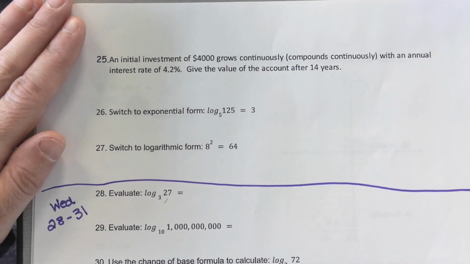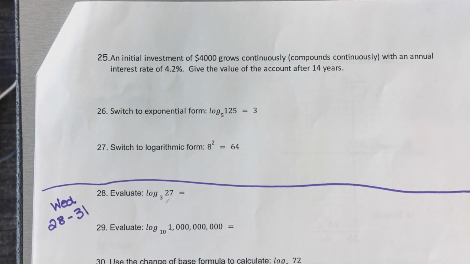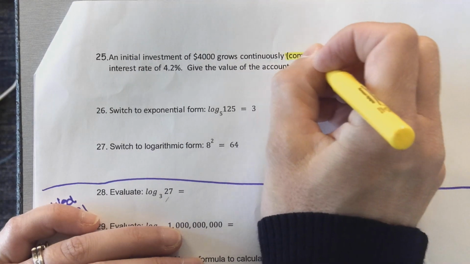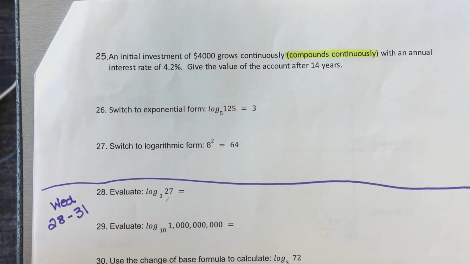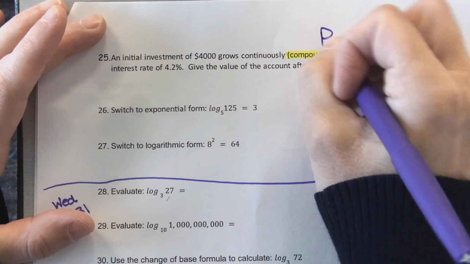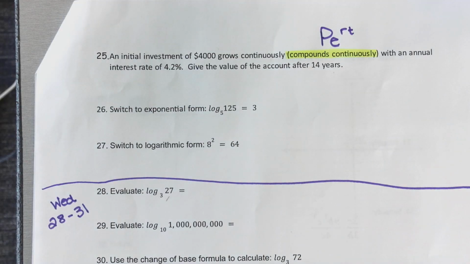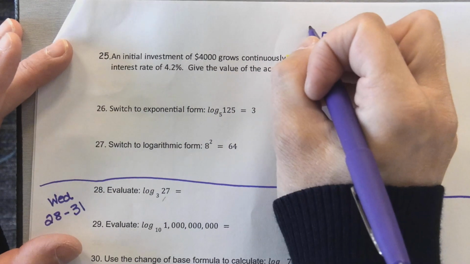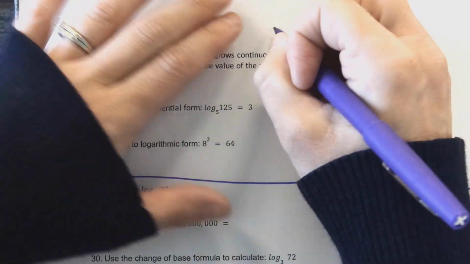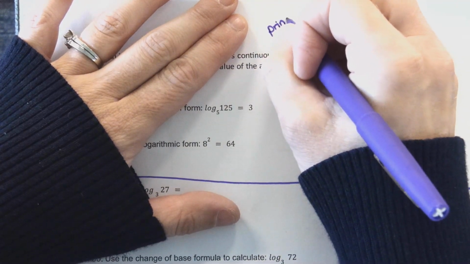This one is a little bit different than the ones we did on Friday, if you remember back to Friday. And the reason is because of these two words. If you see the words continuously compounded, or compounded continuously, we use this equation. Do you remember the PERT equation? Okay. So that's the equation we're going to use. P is your principal.